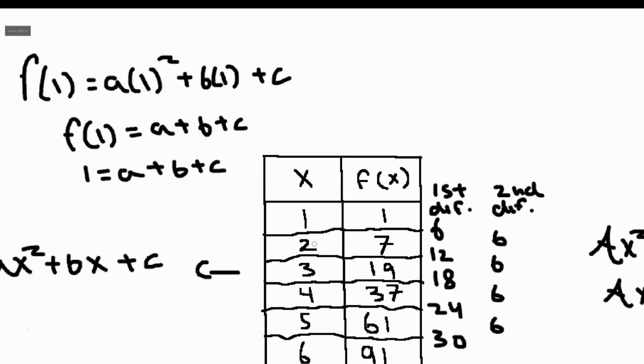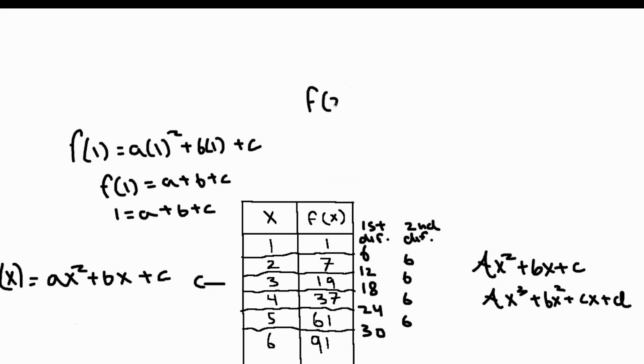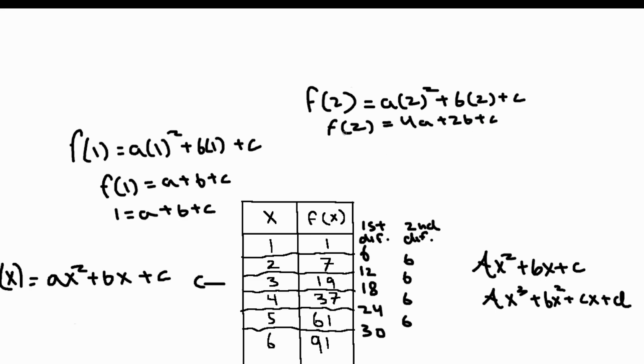We know when we input 2, we get out 7. So if we put in 2 for this general form equation, we'll get 4a plus 2b plus c. F of 2 is equal to 7, right? When we put in 2, we got 7. So 7 is equal to 4a plus 2b plus c.